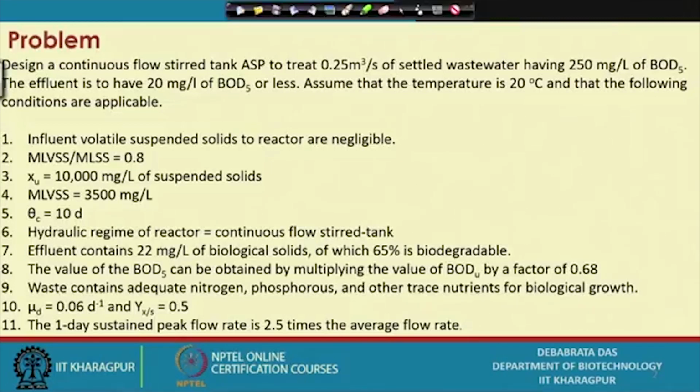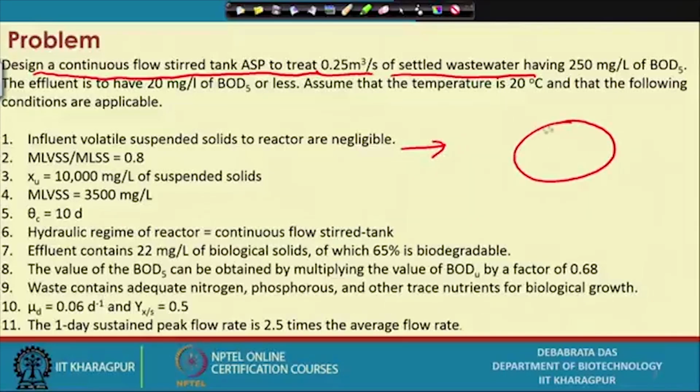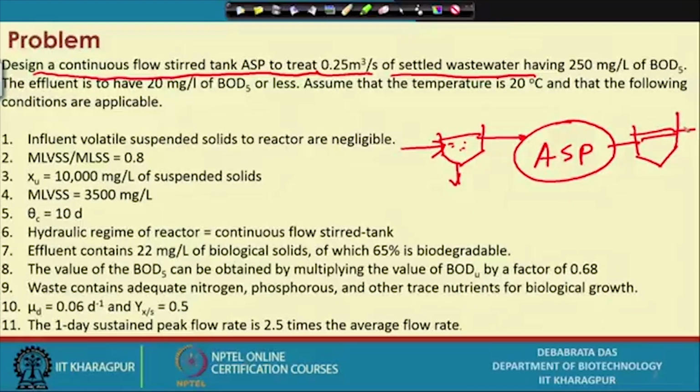Now, if you look at the problem that we have here, it is the design of a continuous flow stirred tank activated sludge process to treat 0.25 cubic meter per second of settled wastewater. Settled wastewater means that when wastewater comes in, suppose this is the activated sludge process, it first comes to the primary clarifier. The main purpose of the primary clarifier is to separate out the suspended particles. Then it goes to the activated sludge process, then again to the secondary clarifier, and finally it goes out like this, and the suspended solids we can separate out here.